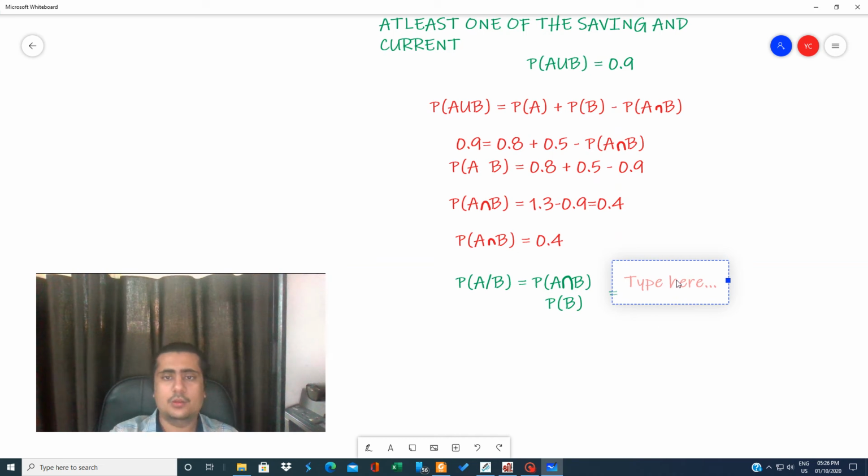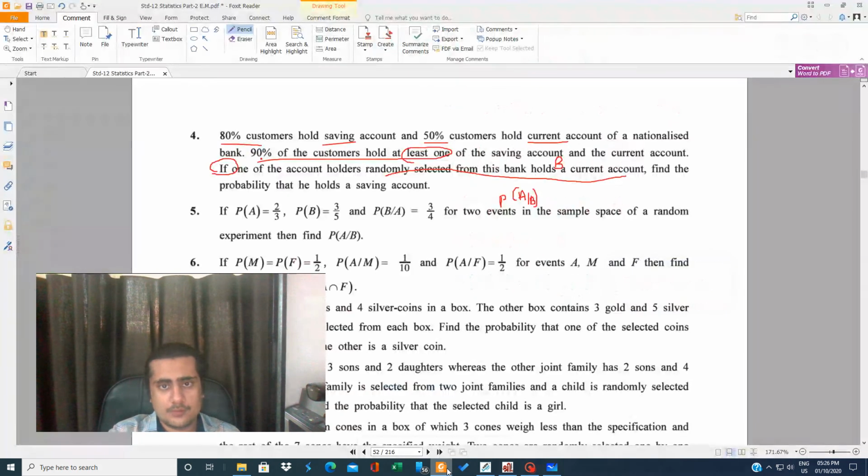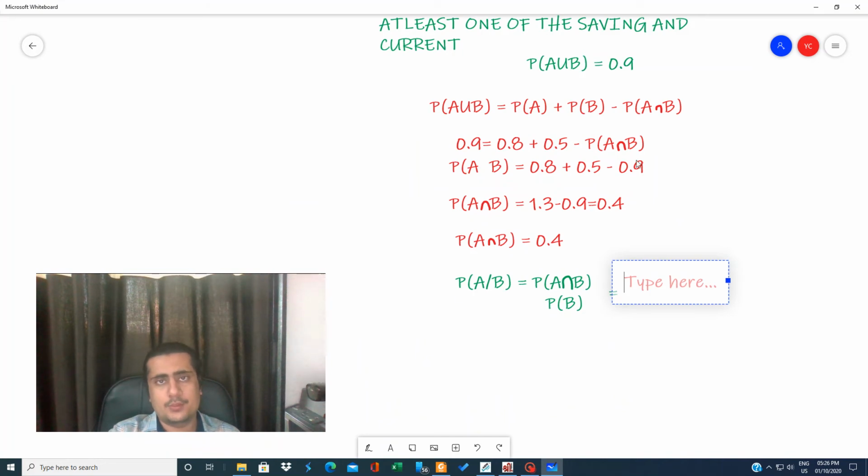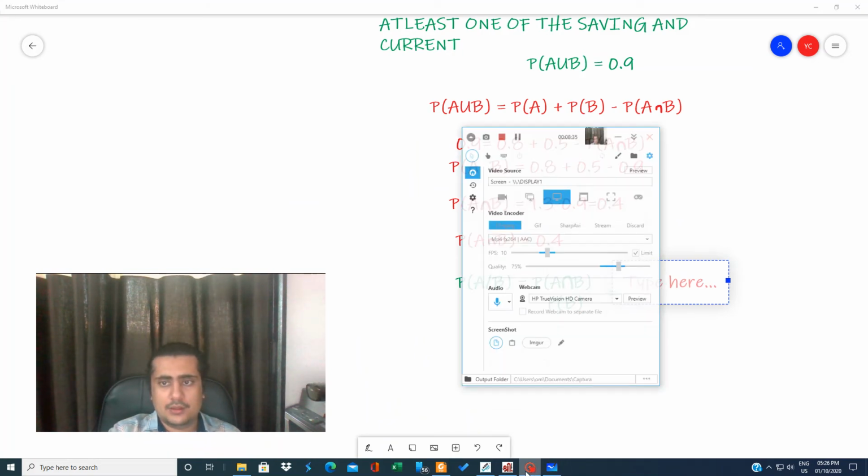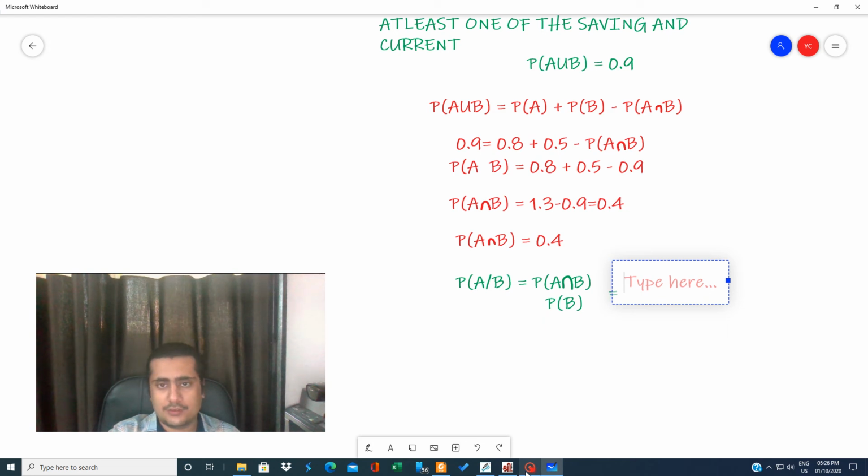See how I found this intersection? I put the formula of A union B. A union B is A plus B minus intersection. I have a value of union, I have a value of A, and I have a value of B. What I have done, I have put the value of intersection on the left hand side, and 0.9 on the right hand side. So A intersection B is 0.8 plus 0.5 minus 0.9. So A intersection B is 1.3 minus 0.9, which is 0.4. Now this 0.4 is your intersection.